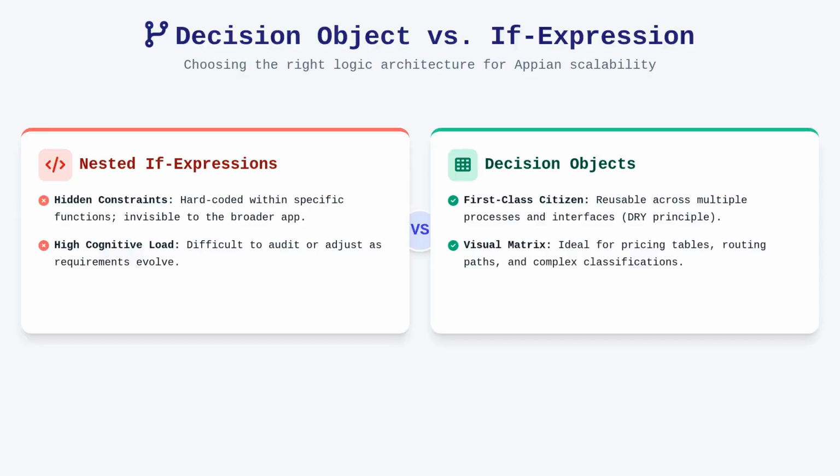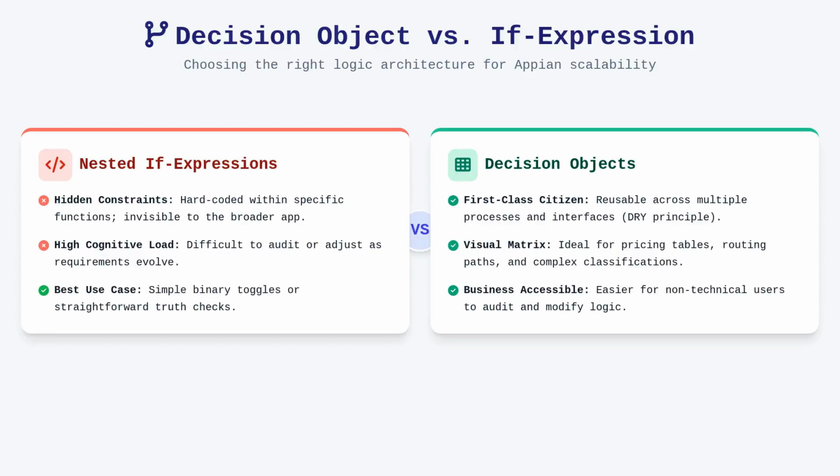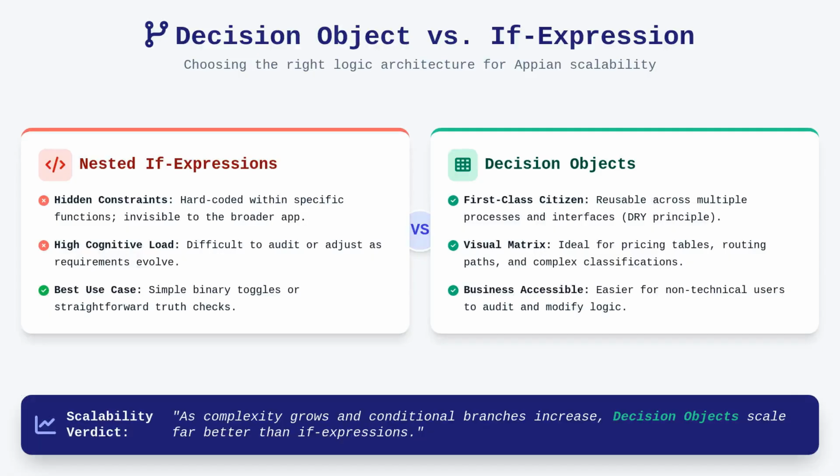The visual matrix format provided by the decision object is particularly effective for pricing tables, approval routing paths, or complex classification tasks, where the input variables determine a discrete output category. While an if expression is perfectly fine for simple binary toggles or straightforward truth checks, moving toward a decision object scales far better as your application grows in complexity and the number of conditional branches increases.